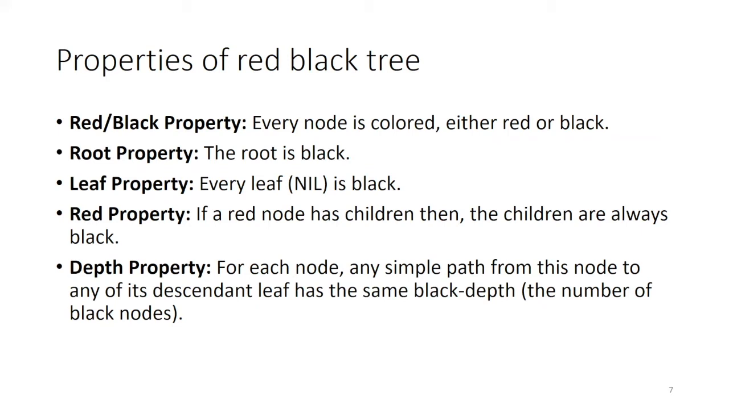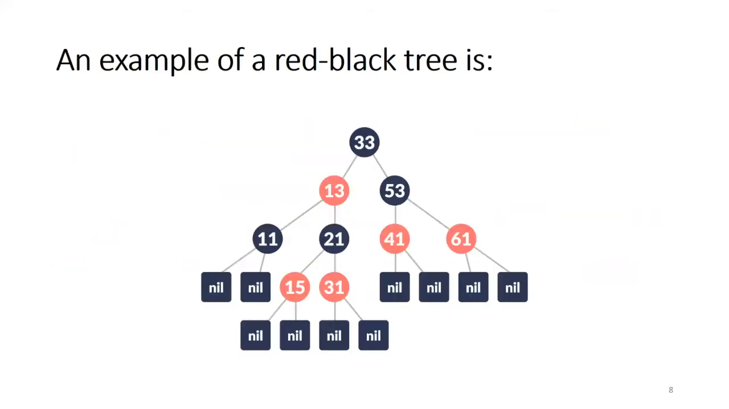The leaf property states that every leaf that is nil is black. And the red property states that if a red node has children, then the children are always black. What does the depth property say? For each node, any simple path from this node to any of its descendant leaves has the same black depth, the number of black nodes. Now, this may be confusing to some of you, but later in the slides I'll explain it thoroughly. Here is an example of a red-black tree.